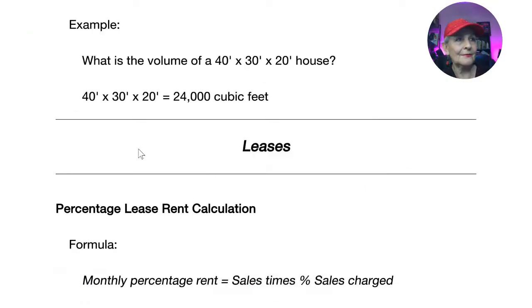So leases, we're going to start with percentage lease. And leases have to do with either residential or commercial, and even land, acreage. A lot of farmers lease land in order to grow crops instead of purchasing the land. And then rental leases for residential, rental leases for apartments, commercial, duplex, fourplex, you name it, all types of leases.